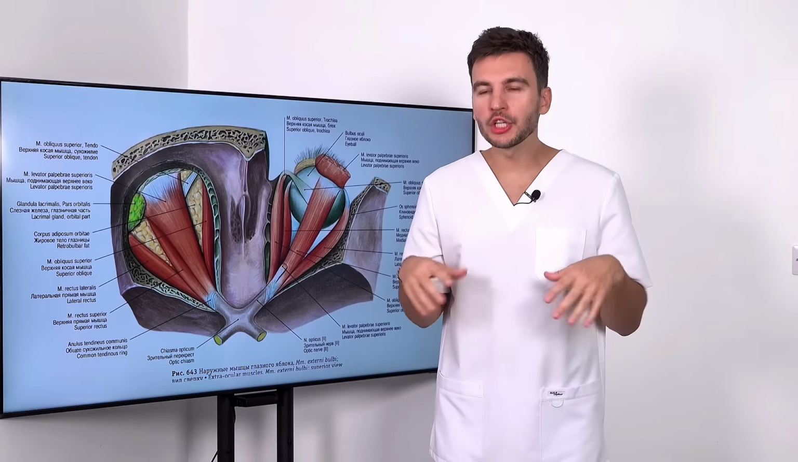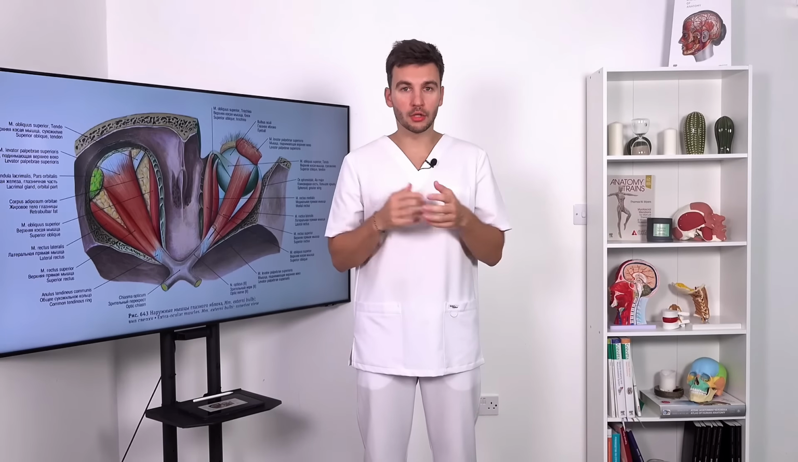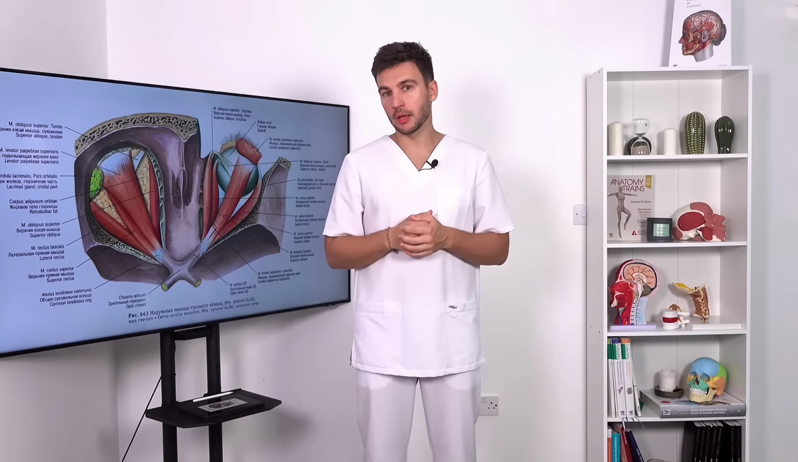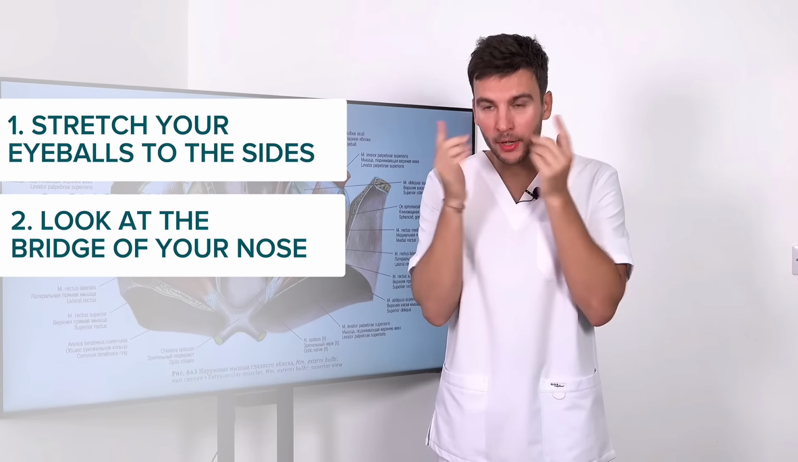You can simply take it, stretch it to the sides, and tense this muscle by looking at the bridge of your nose for a certain amount of time. And the muscle will start to relax. After that, you work with the upper rectus muscles.